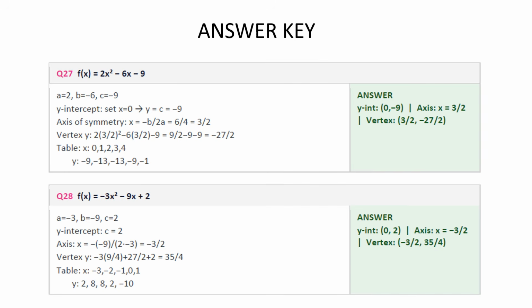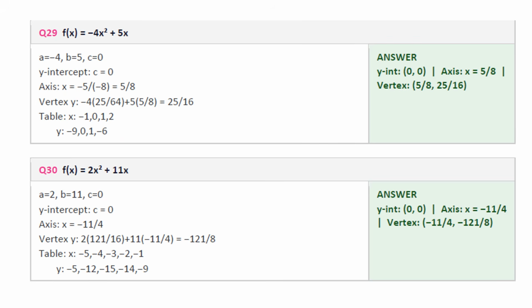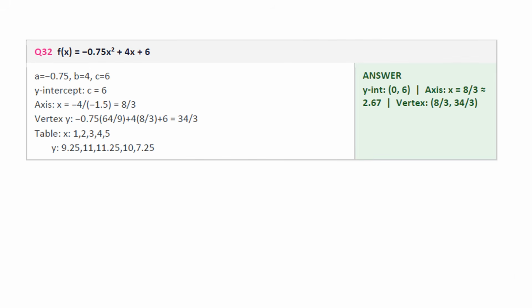So this is how the answer key looks like. I've already explained how you will get the answer. Additionally, if you take your table of values, this is how you can get your answer. We had got the vertex, the axis of symmetry and y-intercept for questions 27, 28, 29 and 30. This is the answer key for the last question also. Question 32, I have provided here the detailed answer key. You can do the graph accordingly.